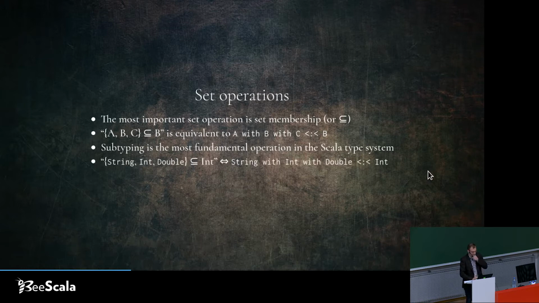For a more concrete example, say we have the set String, Int and Double. That contains Int. Good. I'm saying that is equivalent to String with Int with Double is a subtype of Int. Now, is anybody a little bit confused by the idea of String with Int with Double? I mean, it sounds weird. How can you have something which is a String and is also an Int and is also a Double? No such thing exists. You can't construct one of these. But the type system in Scala can still talk about it. It's still a useful type.